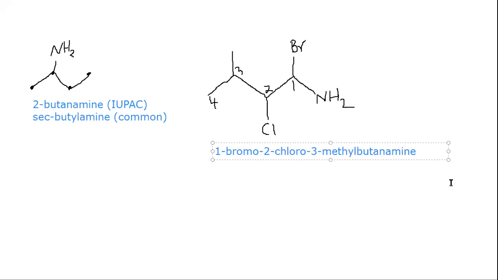Now we are done with easy ones. Now we are going to do a little bit complicated ones. Let me draw the condensed structures. It's much easier.